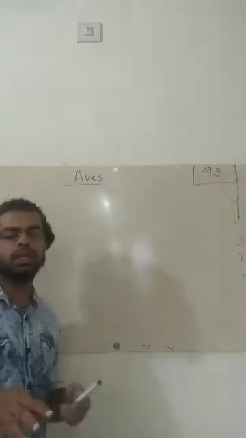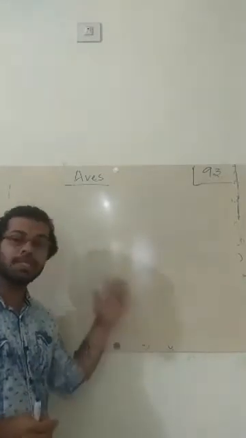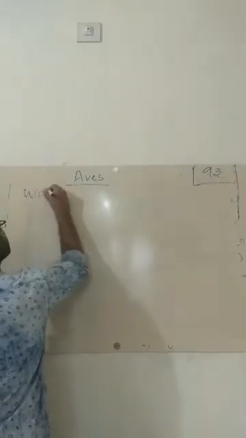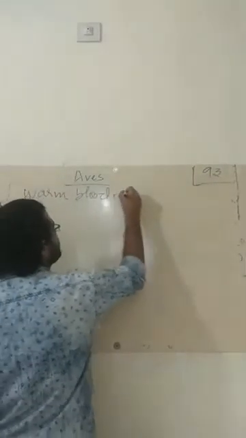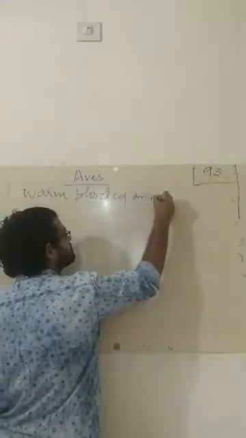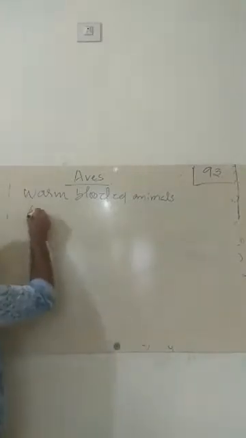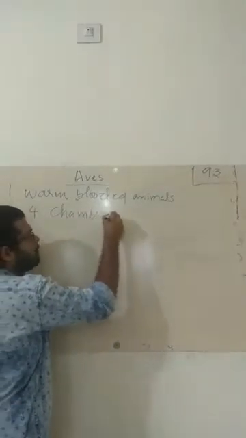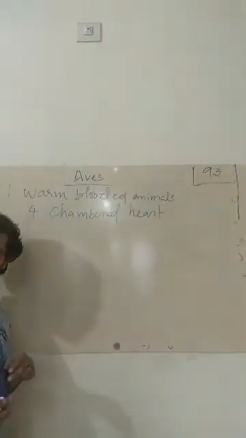In these three we have said that they are cold-blooded animals. So this is the first group which has warm-blooded animals, and they have a four-chambered heart.